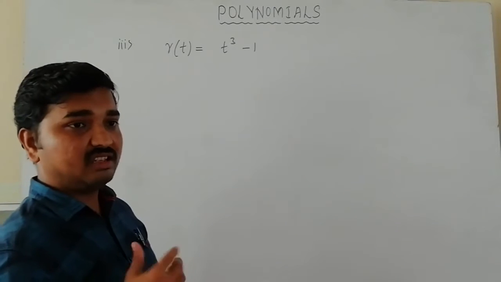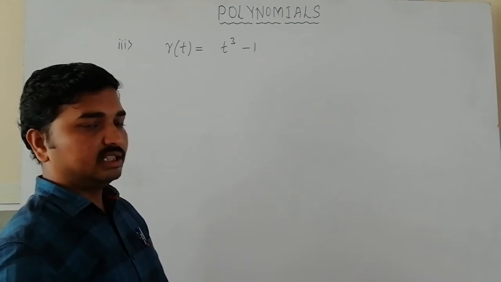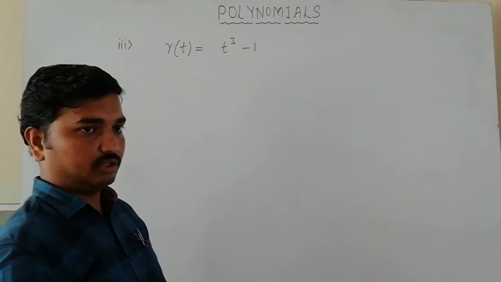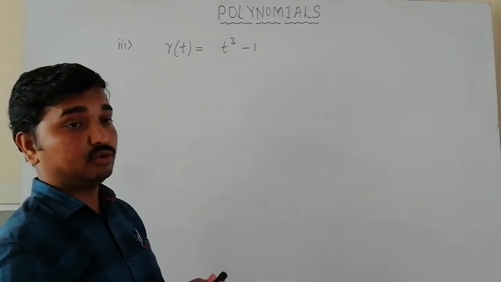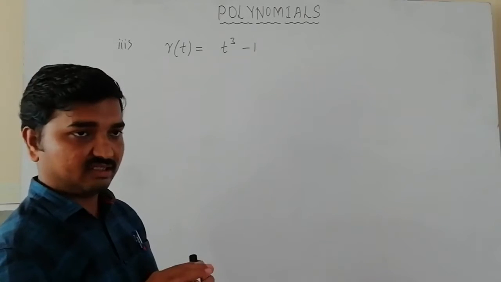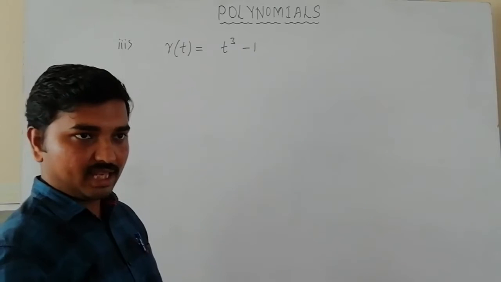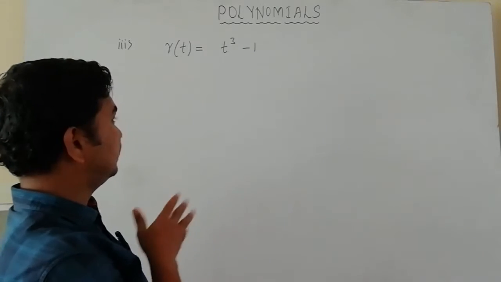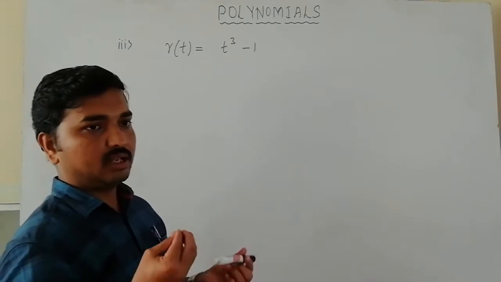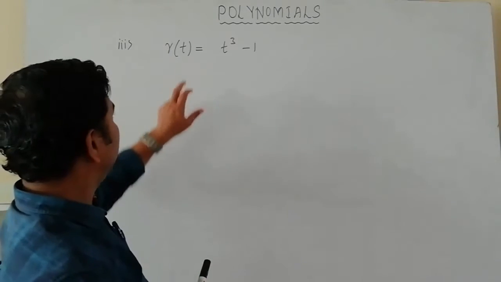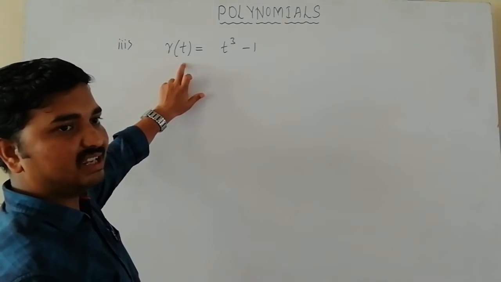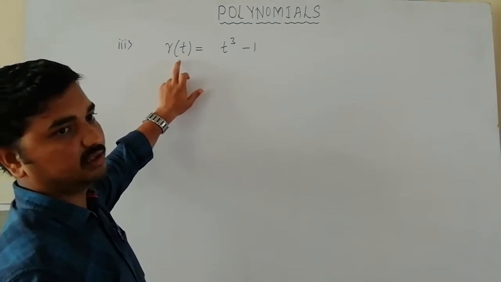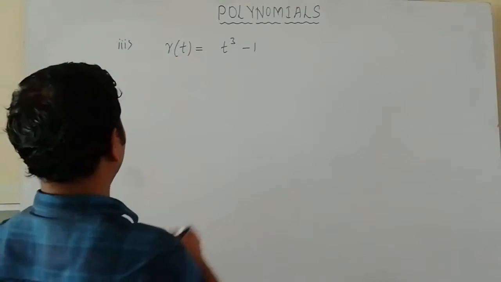You can change the variable. There is no restriction that it should always be x. You can choose y as a variable, you can choose z as a variable, you can choose t like that. You can choose any variable, but you need to mention it like this. If y is the variable, r of y, like. This is also an example of a polynomial.